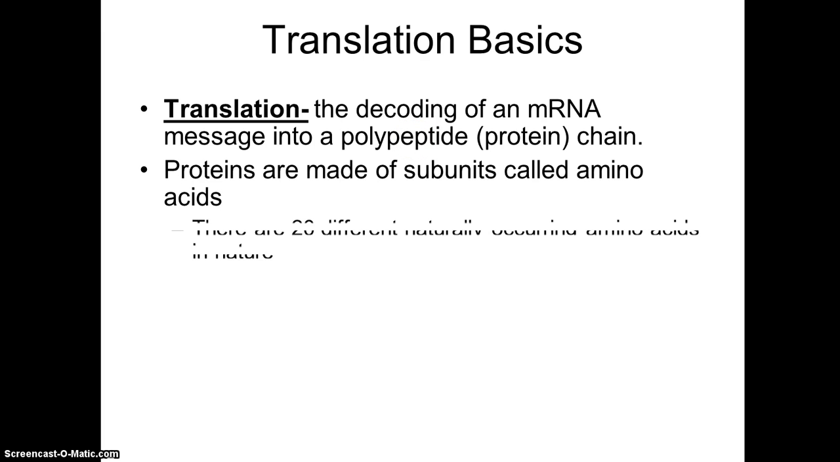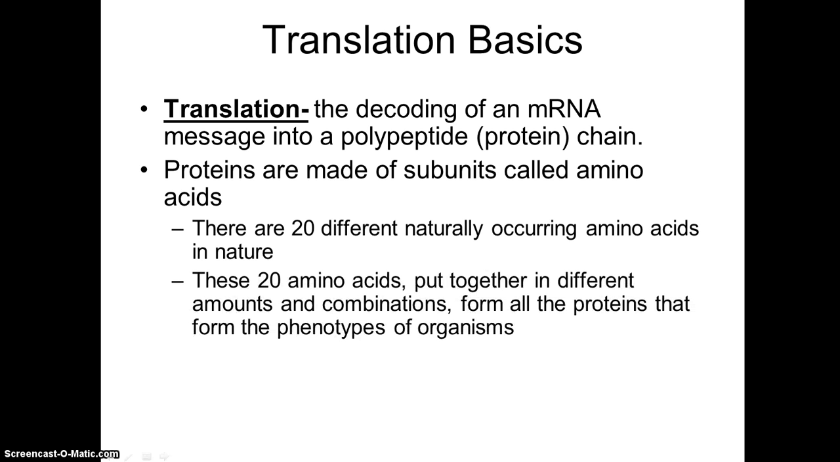There's 20 different naturally occurring amino acids. Those 20 amino acids put together in different amounts and combinations make all the proteins that make the phenotypes of organisms.